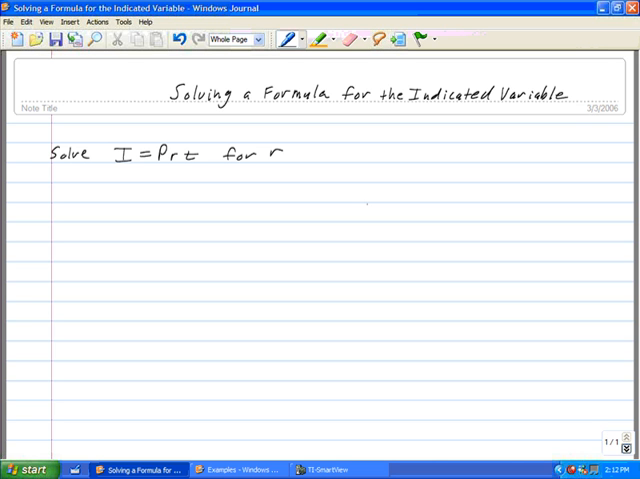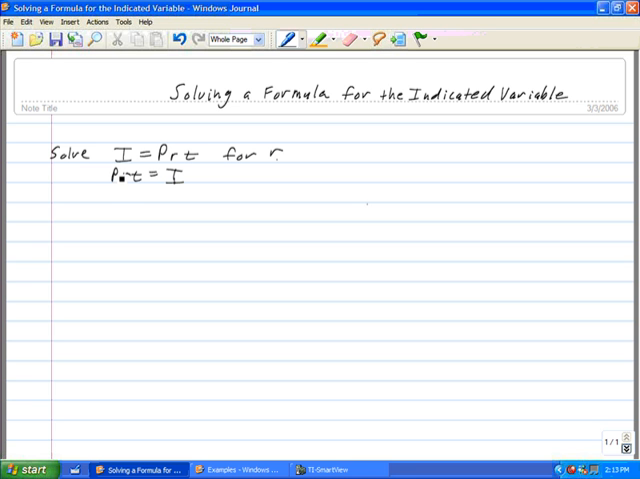Now what you need to do when you're solving for a variable within a formula like this is treat the other variables the same way you would a constant. In other words, as soon as I'm told to solve for R, I'm going to look at the I, look at the P, look at the T, and treat them just like constants. So the first thing you might want to do is change sides. In other words, make a left hand, right hand switch so the variable, which for us now is the R and only the R, is on the left hand side.